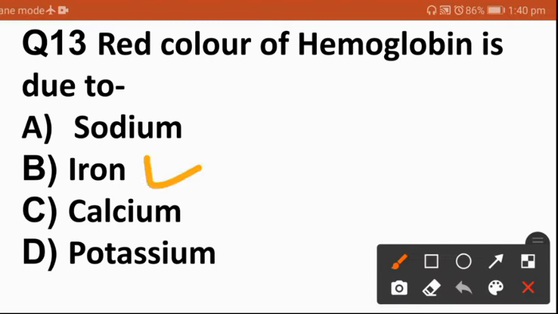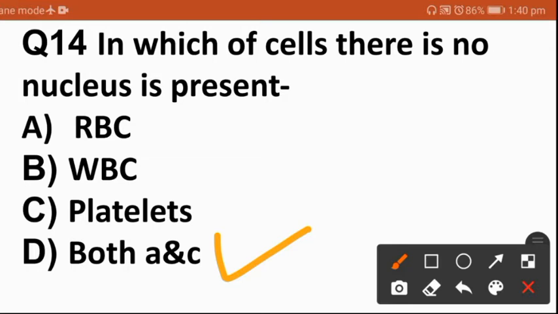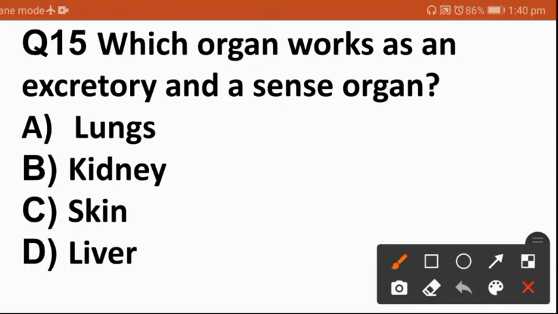In which of the cells is no nucleus present? D both A and C, RBC and platelets. Which organ works as an excretory and a sense organ? C skin.